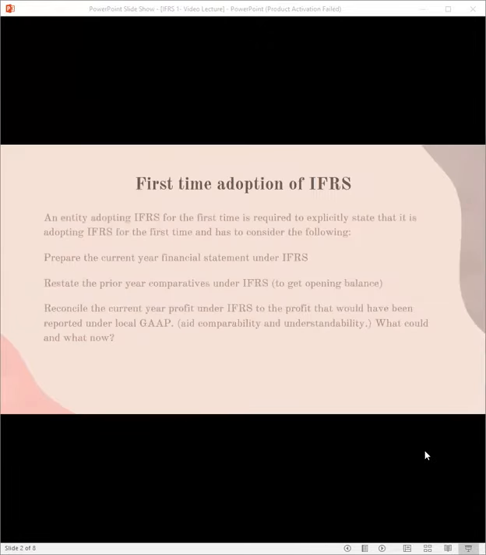So, what is IFRS 1? IFRS 1 talks about first-time adoption of IFRS, meaning a company which has been in business for quite some time and has been preparing annual reports and its financial statements in the local GAAP or the local standards that the company is supposed to adhere to, decides to adopt IFRS for various reasons.